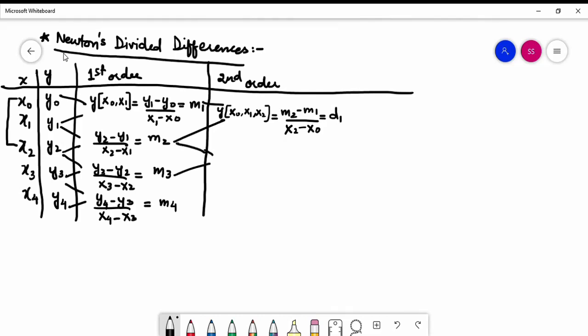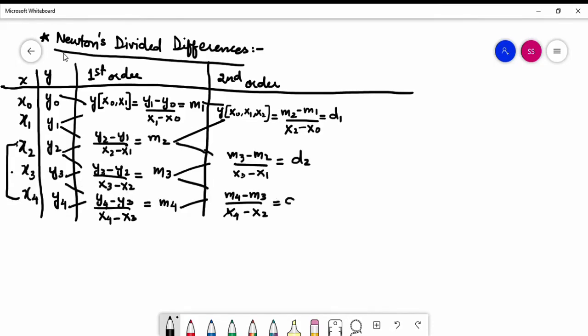Now, to find the second order divided difference between m3 and m2, that will be m3 minus m2 divided by x3 minus x1, since your domain is increased. The last point is x3 and the first point is x1. Let that be d2. And similarly between m4 and m3, that is m4 minus m3 divided by x4 minus x2, and that is equal to d3.